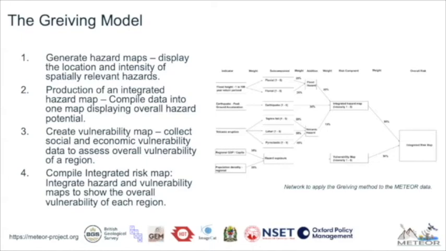The hazard and vulnerability maps are integrated to produce a map that shows the integrated risk each region is exposed to. This allows the user to differentiate between areas that are simply hazardous and those areas that are risky due to a higher degree of inherent vulnerability. This method was chosen as a test methodology for the Meteor project because it can be applied at any geographical scale and for any hazard, and because it is fundamentally concerned with multi-hazards.